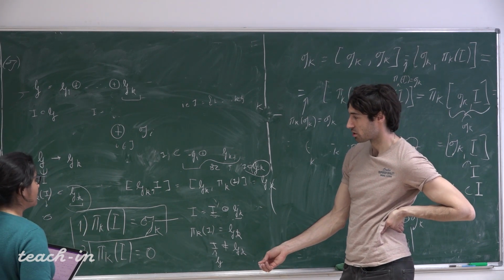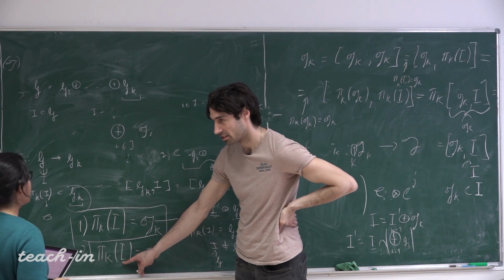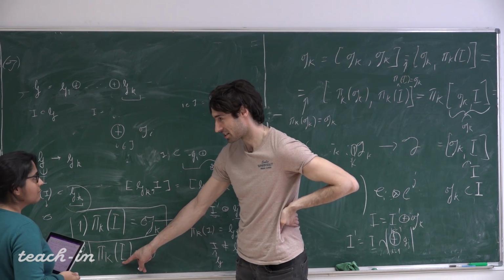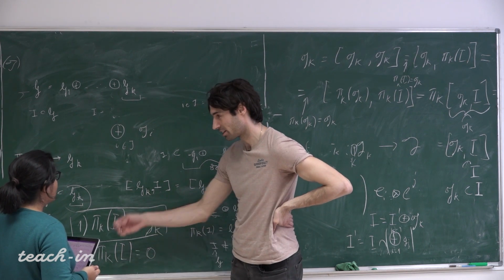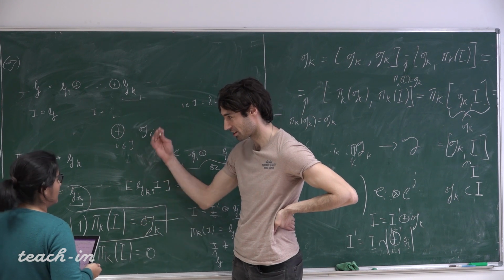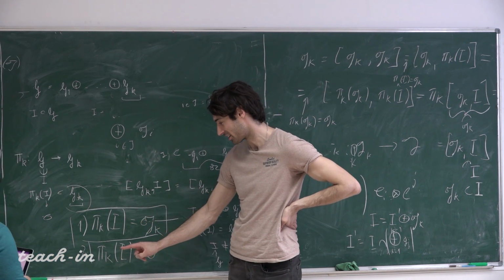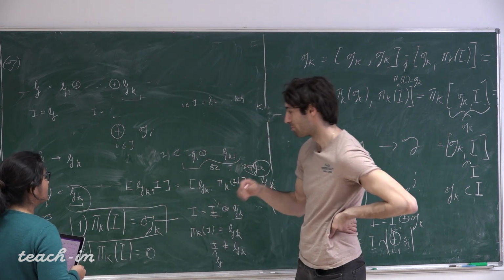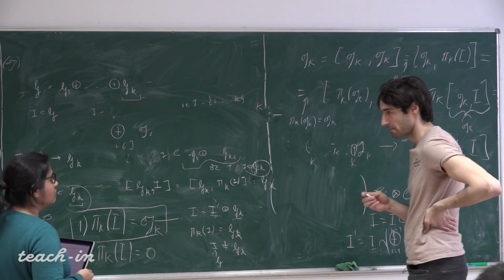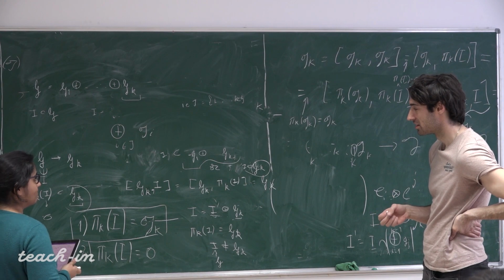Exactly. So it just says that I is inside the kernel of pi k. So I is an ideal of something with k less than k that we fixed. Therefore, by the induction assumption again, I is the sum of some copies of gi's. Very good.